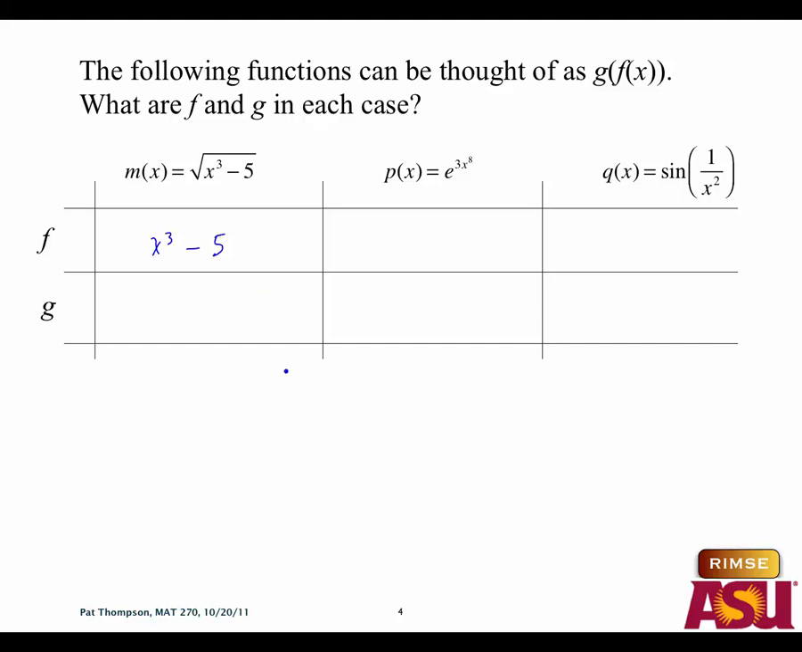Okay, so there are multiple answers to some of these. So this would be one way to do it. f is x cubed minus 5. Then what would g be? What would the function be that we'd take that output and put into g to get m? Square root of x. So if you had that, then g of f of x would be the same function as m.